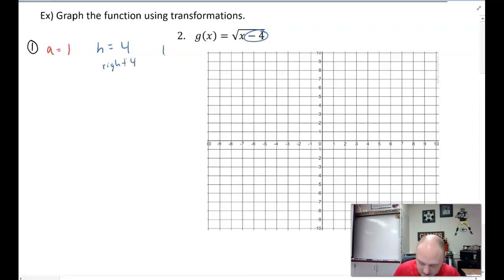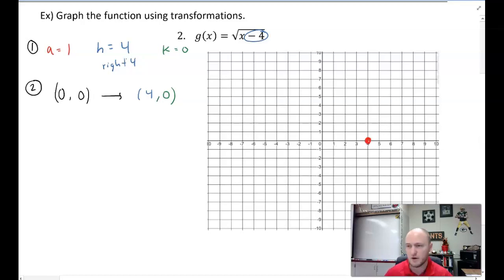And then our K value, that's usually at the end. In this case, it is 0. Okay, so the first thing I want to go ahead and graph is I want to translate 0, 0. So do I go right, left, up, or down? Well, we're going to go right 4. And then I don't go left or right at all. So 4, 0. I'm just going to the right 4 units. So there's our anchor point, 4, 0. That's kind of going to be like our new origin, right?